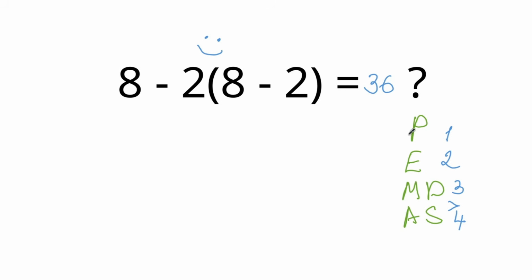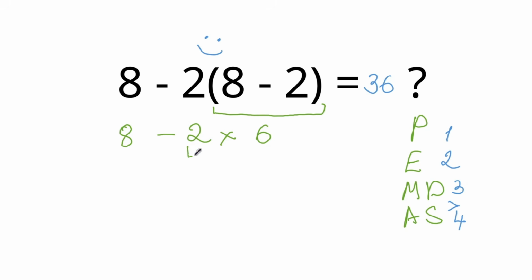As seen here, P, we do in the first place, and as mentioned before, we do first what's inside the parentheses. So 8 minus 2 is 6. Then we write it as it is. So we have 8 minus 2 multiplied by 6. Okay, then we don't have exponents, but we have multiplication here, because multiplication and division are done in the third place before addition and subtraction. So therefore, we do multiplication first.